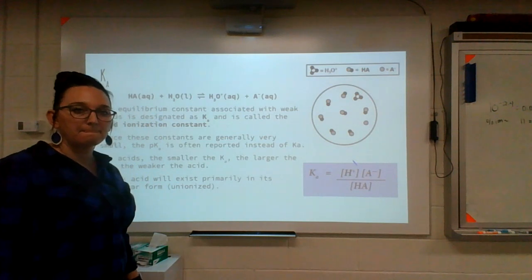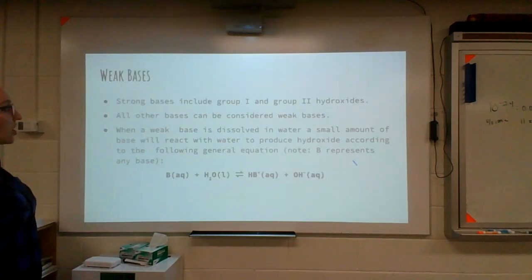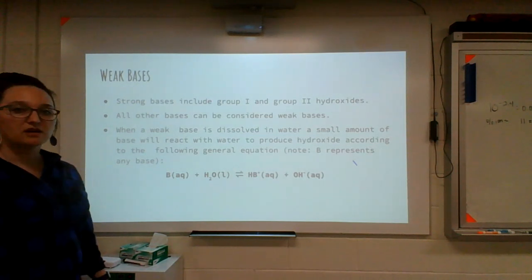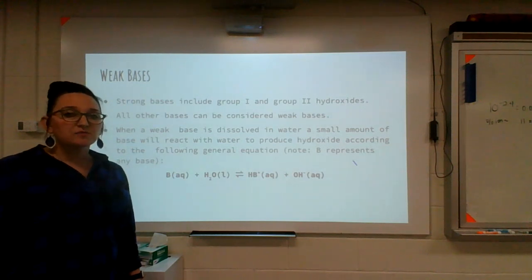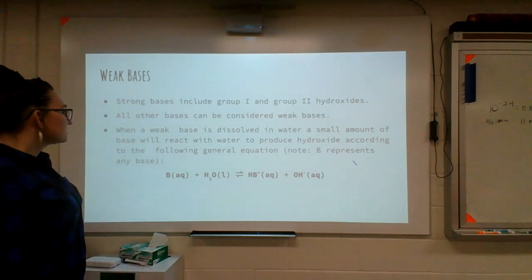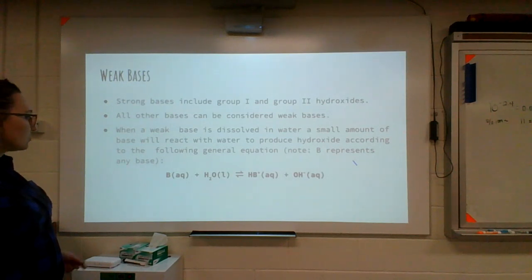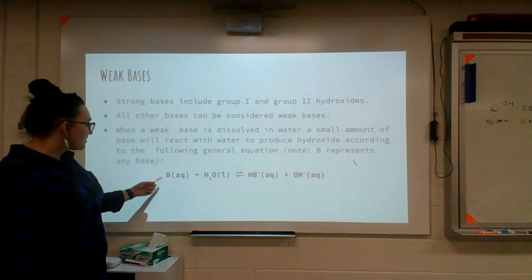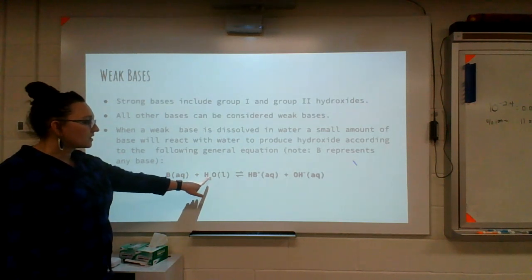Our strong bases include group 1 and group 2 hydroxides, and recall that our strong bases are going to completely ionize. All other bases can be considered weak bases. And so when a weak base is dissolved in water, a small amount of the base will react with the water to produce hydroxide according to the following general equation. So B represents any base, and when added to water, the water is going to act like an acid and donate a proton. So we get BH plus and hydroxide.